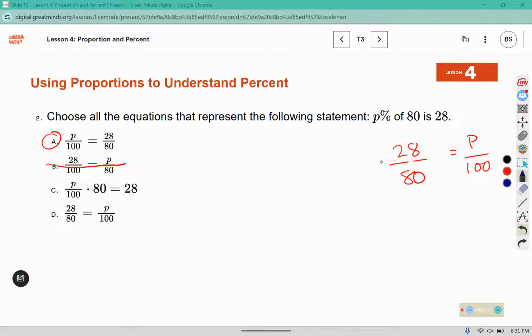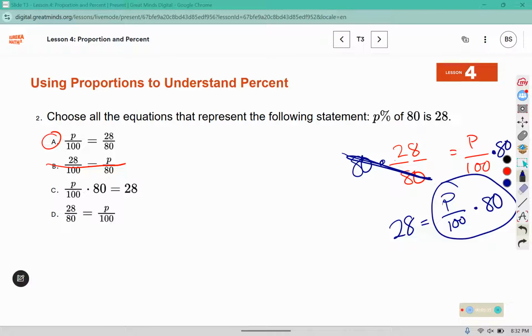But I could multiply both sides by 80, and then 80 divided by 80 would go away, and so I'd be left with 28 on the left and P over 100 times 80 on the other side. Here I see P over 100 times 80, and the other side is 28. So C is also correct.